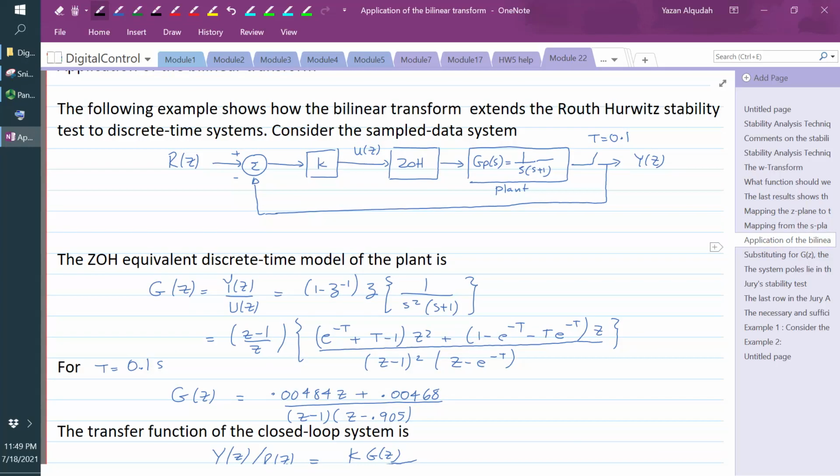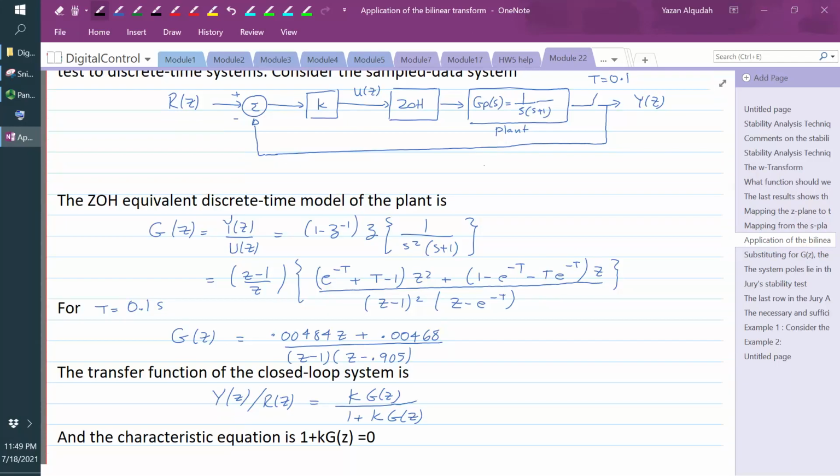So let's look at an example of how we apply this bilinear transformation in order to use Routh-Hurwitz to determine the stability. If I have this system here and I want to determine the stability using Routh-Hurwitz, again I cannot apply it directly. I'm going to have to do the W transformation and then apply it to the transformed system. So first we calculate G of Z. Of course here we have S squared, so we're going to use the table that is in the appendix to get G of Z.